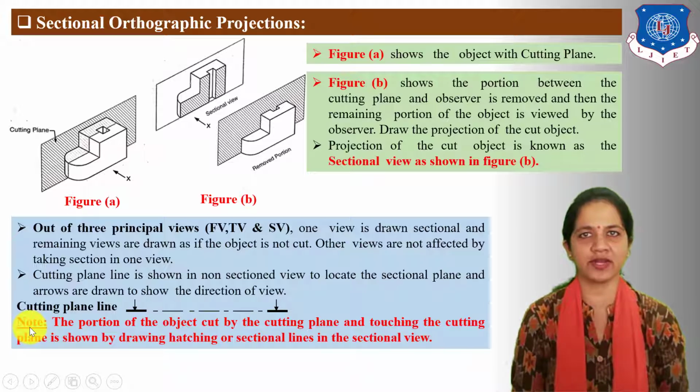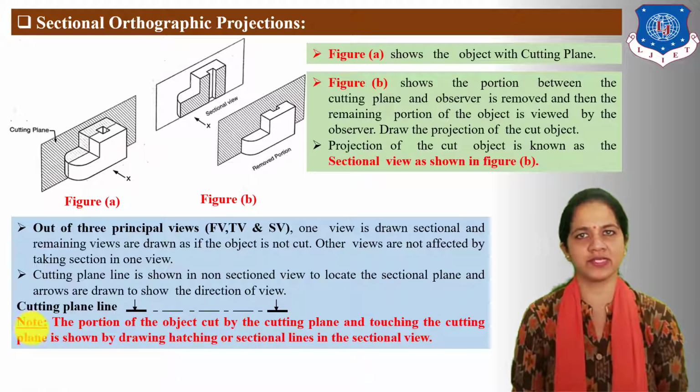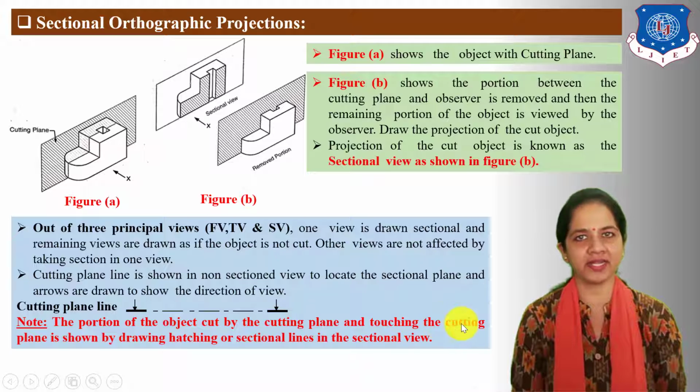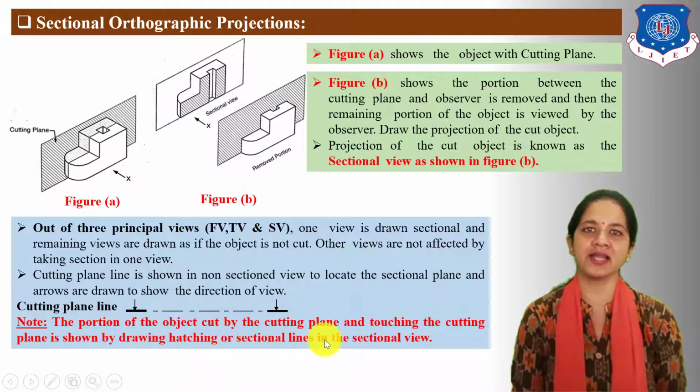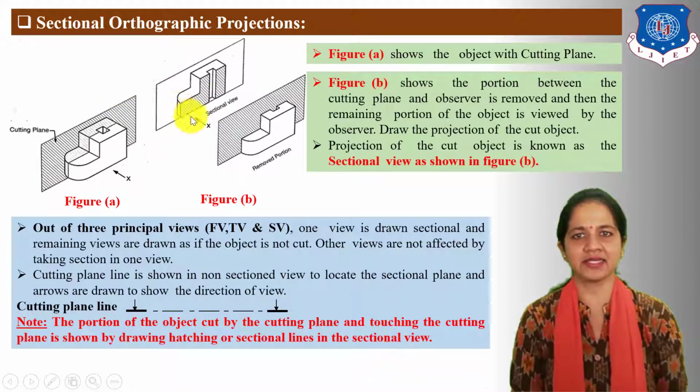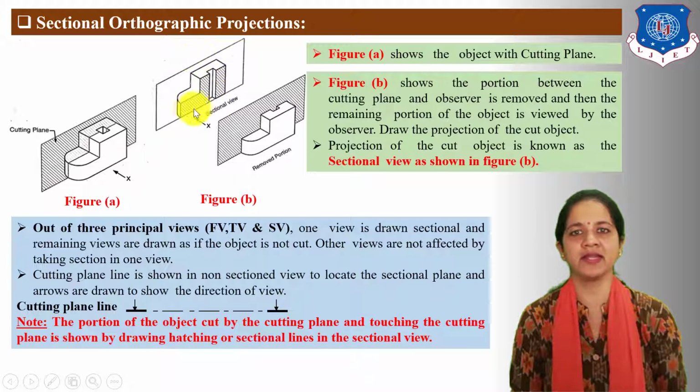Now, in sectional orthographic projection, one thing to always remember: the portion of the object cut by the cutting plane and touching the cutting plane is shown by hatching or section lines in the sectional view. Here you can see these lines indicate hatching or section lines where the cutting plane touches the object or cuts the material.